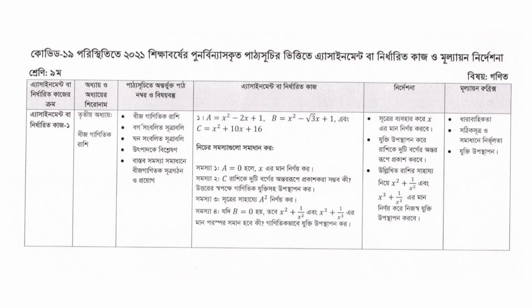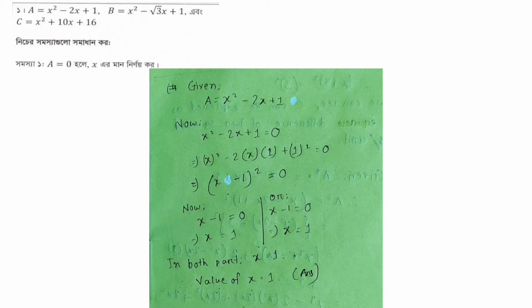Alright, now let's proceed. In the very first question, it is given that a is equal to x squared minus twice x plus 1, and it is said that if a is equal to 0, find the value of x.